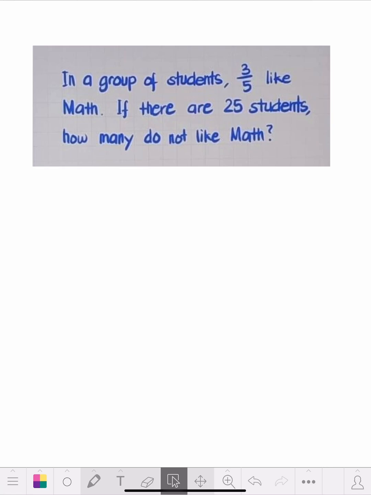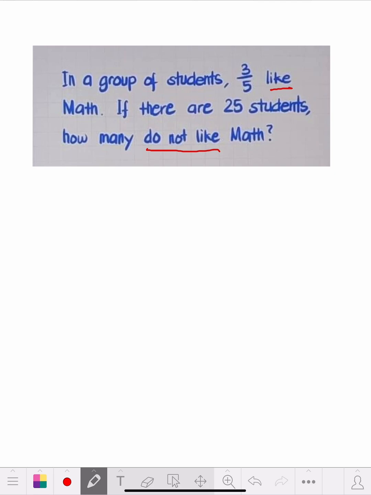The problem we've seen on this exam that we're taking says, in a group of students, 3/5 like math. If there are 25 students in the class, how many do not like math? So what they're looking for is how many don't like math, not how many like math, okay?